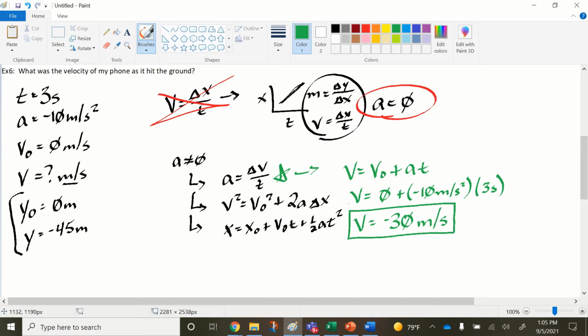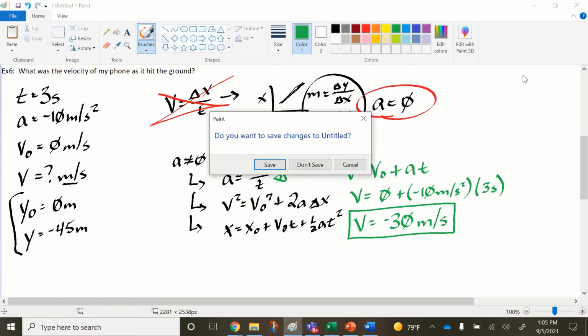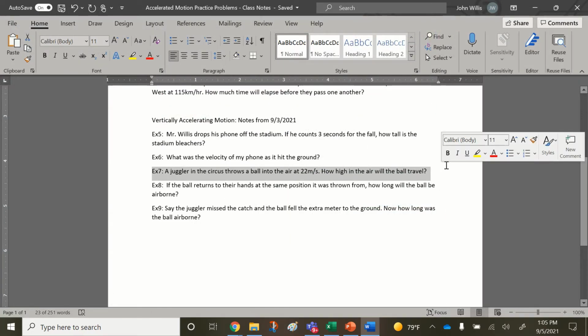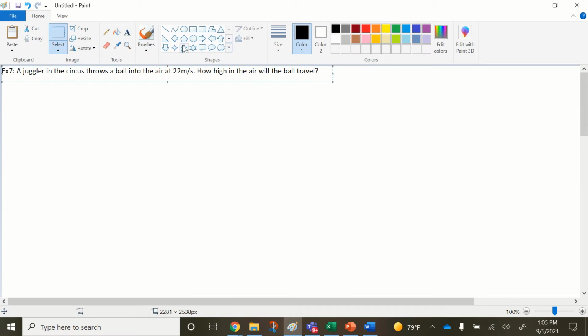Let's move on to example number 7, talking about maybe not dropping things, because that's really about all there is with dropping things. Let's talk about throwing things up into the air. To do so, I'm actually going to get rid of this and start a fresh page, because this one's going to have a lot of drawings. There's a couple of things that we have to talk about. First thing I want to talk about with this particular style of problem is just what happens when you throw something up into the air.